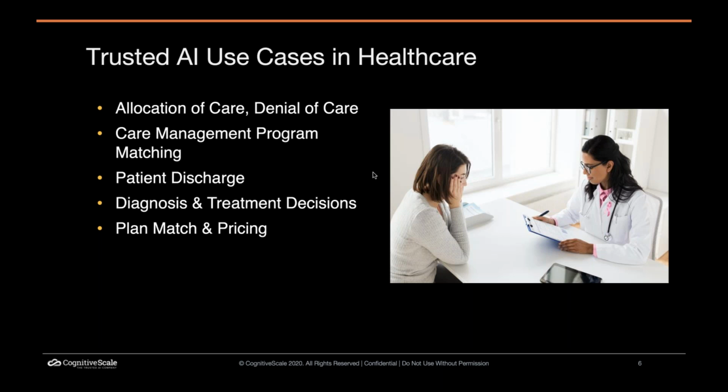If we really want to get to Tomi's specifics, there are several, but we're talking about things that have made headlines: denial of care and care management program matching, patient discharge where there may be bias, diagnosis and treatment accuracy, effectiveness, and explainability, that black box problem where clinicians need to trust the solutions. And even in sales and enrollment, how organizations are matching clients to products and pricing, where there might be discrimination, a lot is going on in this area.